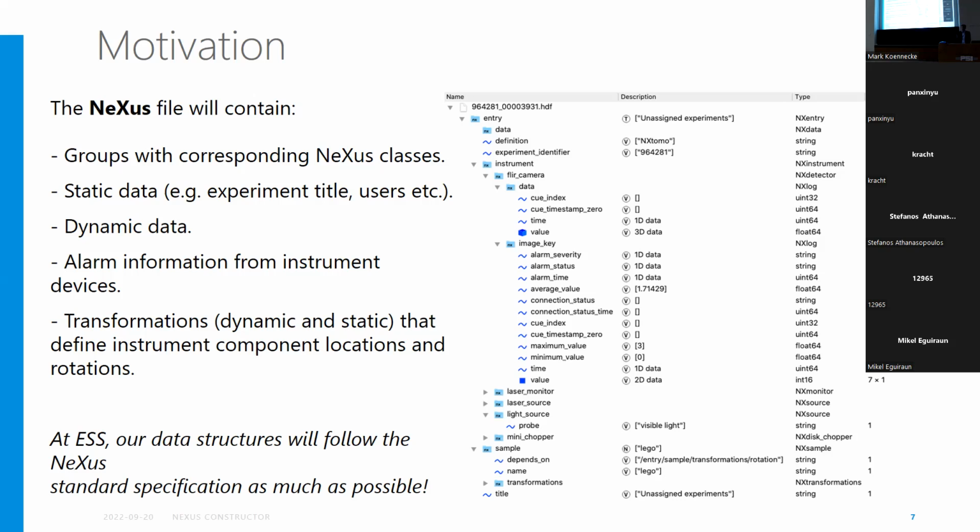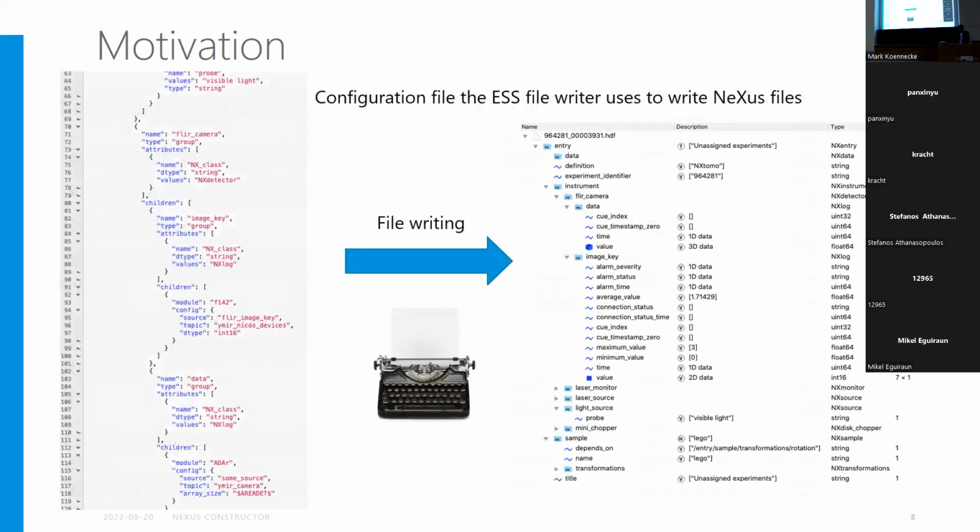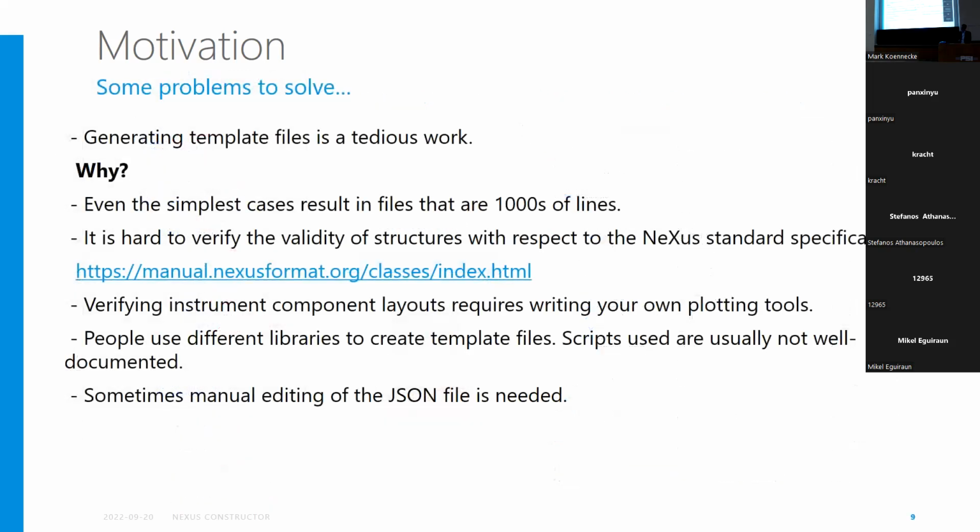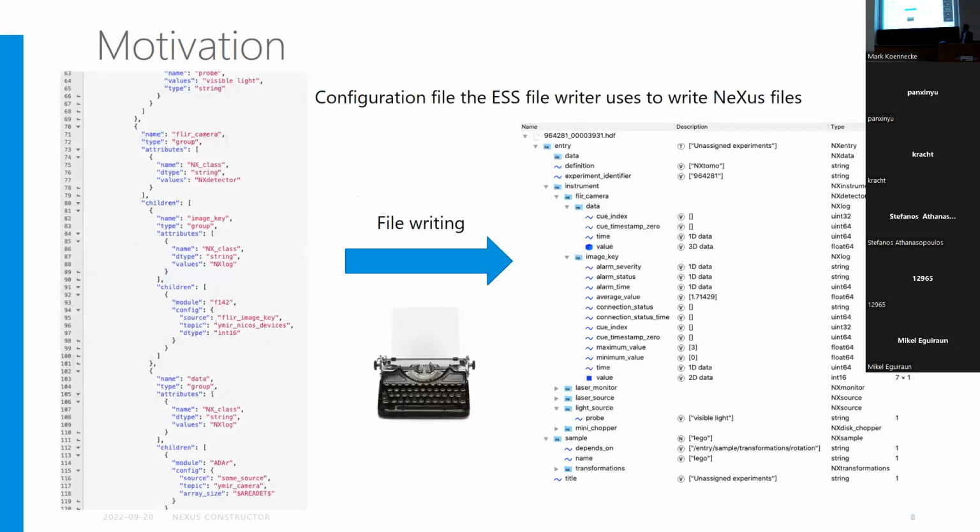And at the TSS, our main goal is to comply with this standard as much as possible in the Nexus standard specification. And just to give a brief example, the JSON file usually looks like this. It's basically a dictionary that configures all the different modules that you saw in that previous slide. And it's also shown here how that is configured. So the file writer will take that and then it will know how it should populate the data sets and groups in the Nexus file.